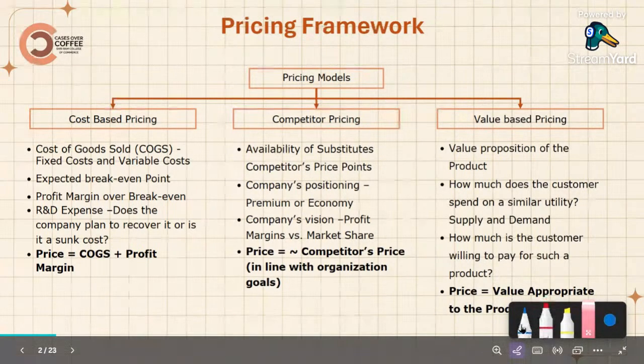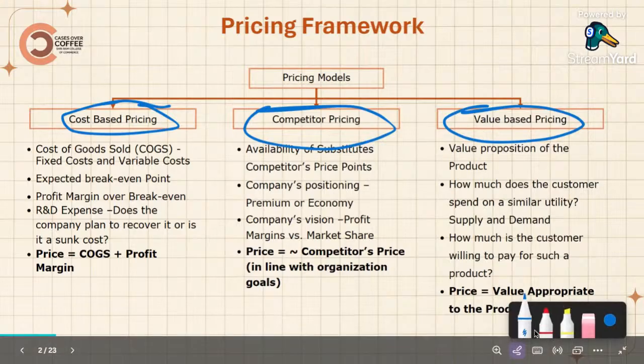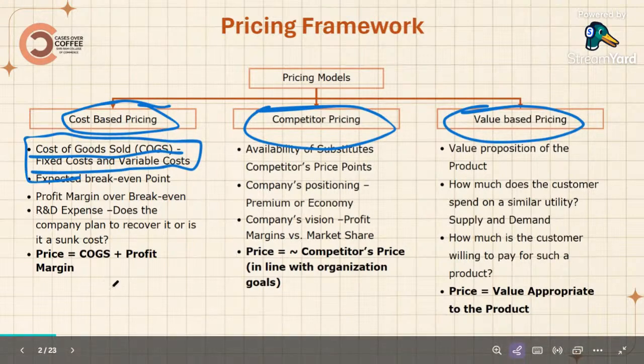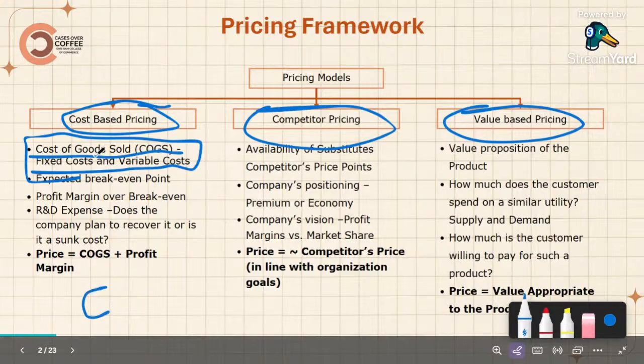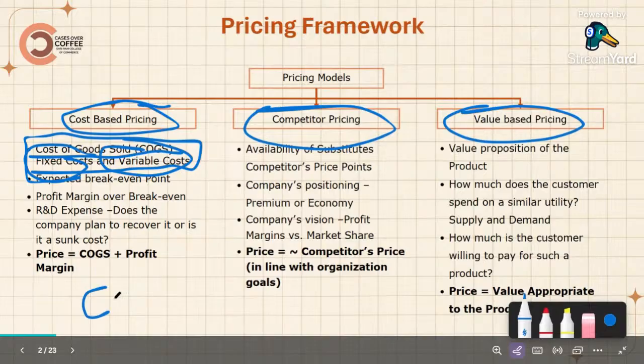Now there are three pricing models. The very first is the cost based pricing model. Secondly, we have the competitor pricing, and thirdly, we have the value based pricing. Now in cost based pricing, we try to find out what is the cost which has been incurred in the production and distribution of the product. In this we add all the fixed costs and all the variable costs, and then we get a cost price.